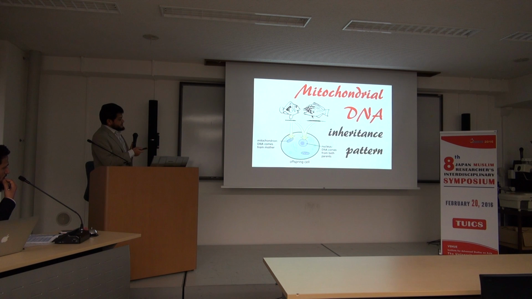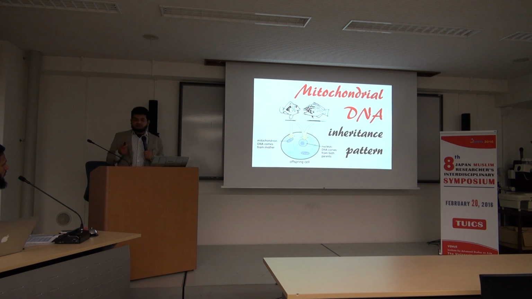Nuclear DNA normally comes from both parents, from father and mother. In animals, there is also mitochondrial DNA, and in plants, there is another extranuclear DNA, from the chloroplast. But mitochondrial DNA, in terms of inheritance pattern, comes only from the mother.